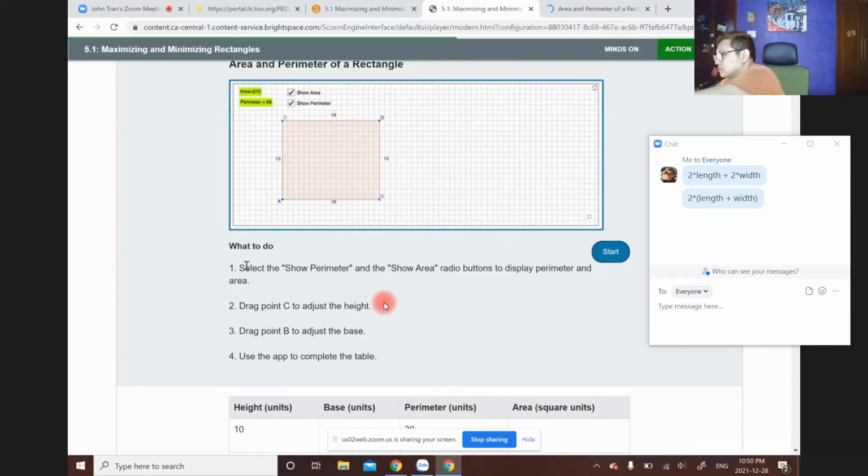What to do? Select the show perimeter and the show area radio buttons to display perimeter and area. Drag point C to adjust the height.